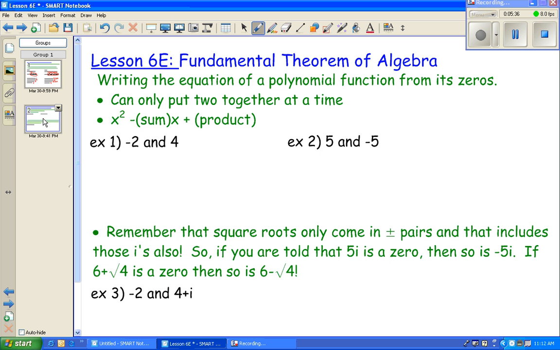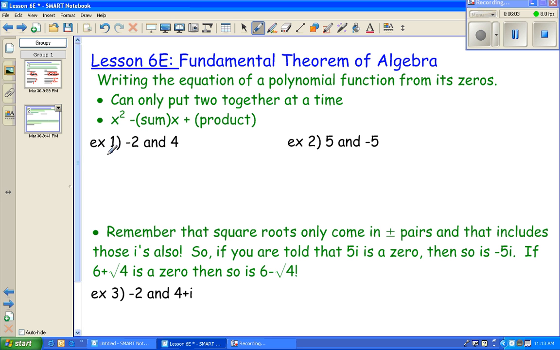Alright, the other part to this lesson is your ability to take the zeros and come up with a polynomial function that gives that to you. So remember that we can only use this rule when you're doing 2 at a time. So if you had 3 zeros or anything like that, you would do 2 and then you would multiply in the other one. And the rule here is x squared minus the sum of the zeros, x, plus the product.